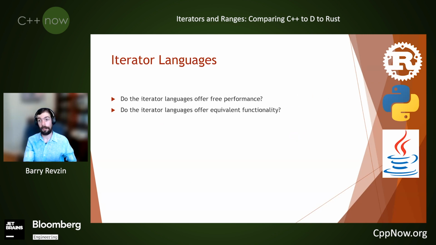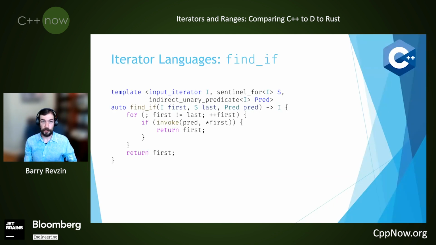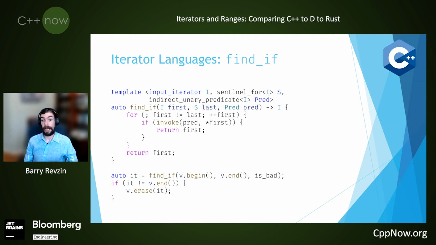So the other question might be, do these languages offer equivalent functionality? So let's go back to findIf, my favorite algorithm in this talk. So in C++, findIf is again a straightforward algorithm, a straightforward loop. We loop until we find an iterator that matches the predicate, and then we return that iterator. But what we can do with that result is a lot more interesting. So if we have a container, let's say a vector or a list or whatever V happens to refer to, I can look for an element from that container that's bad, and if I find one, I can erase it. Right? This is a pretty powerful idea that we have from the standard template library.